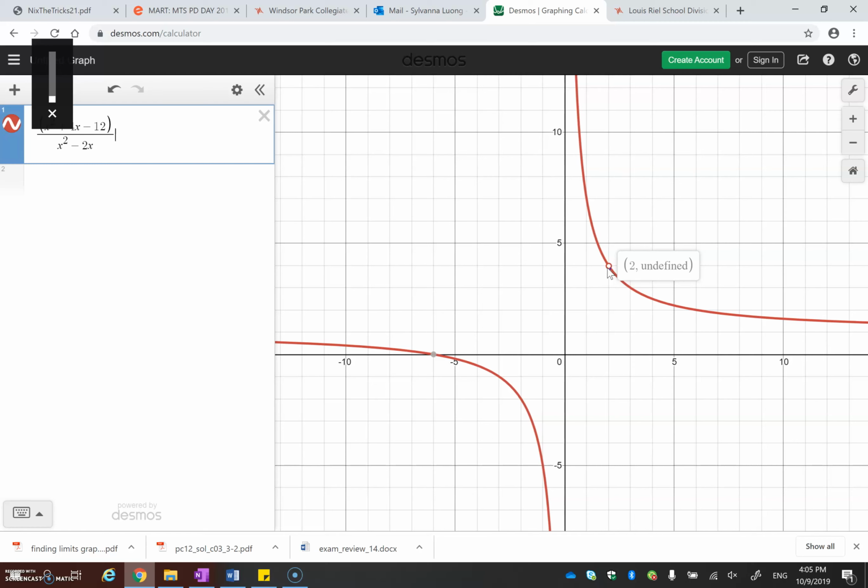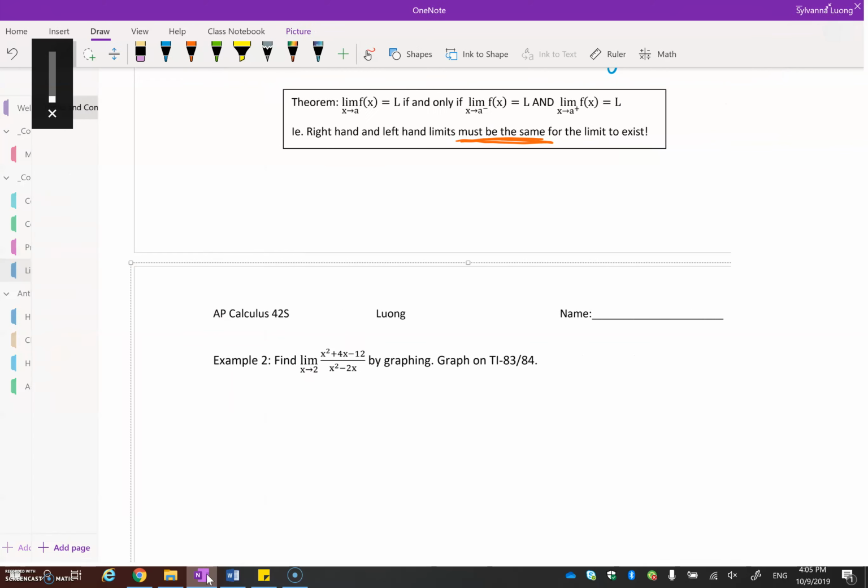Now, if we approach 2, but slightly smaller than 2, look at our y value. It's 4.04. And if we look from the other side, maybe 2.0 something, we get 3.9. So it looks like as we get closer and closer to 2, we're gonna maybe hit around 4. So that would be our limit. Now we're gonna record this down here.